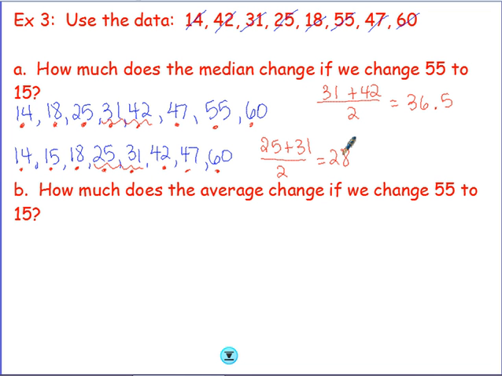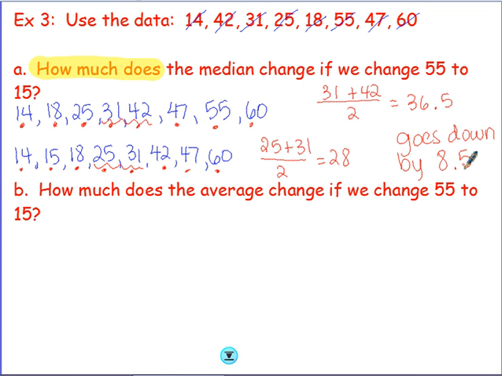If you take away a high number and you replace it with a low number, your median is going to go down. But they're specifically asking how much does it change. So we need to actually tell them that it goes down by, and it looks like it went down by 8.5. If you don't tell me how much it goes down, you wouldn't get full credit.